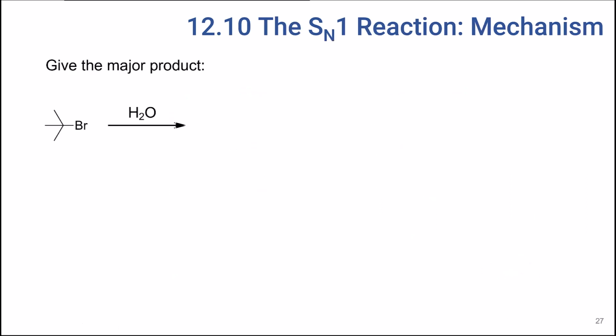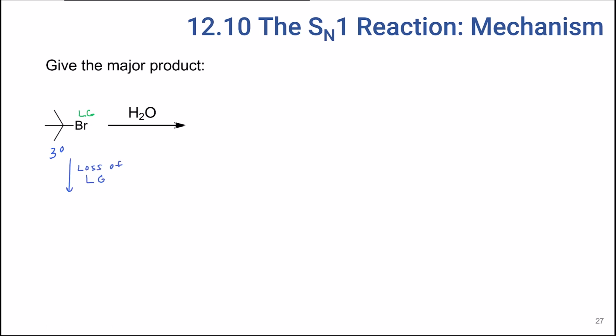So in this reaction, if we look at what's going to form, we have a tertiary alkyl halide. So that's going to be a good substrate for this reaction because it's tertiary, it can stabilize a positive charge. My leaving group is here. So the first step here is for the leaving group to leave. So we have loss of leaving group.